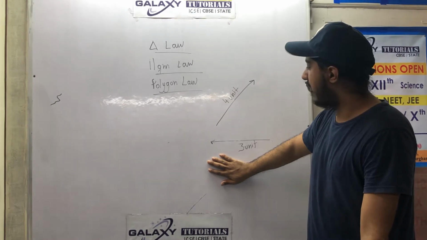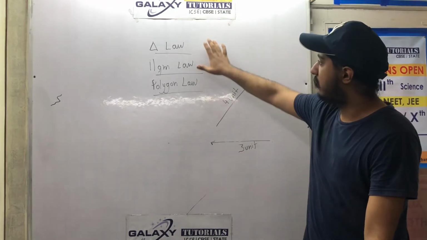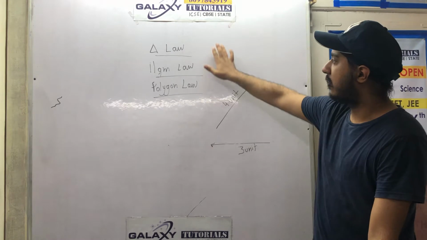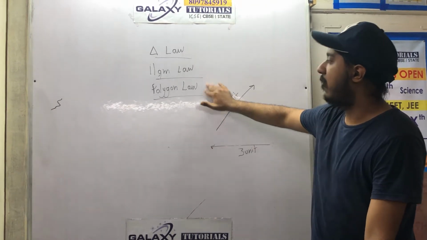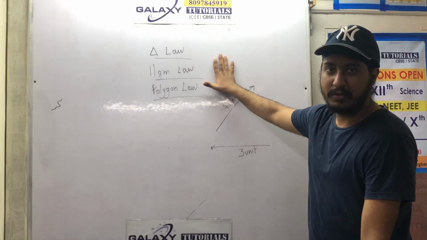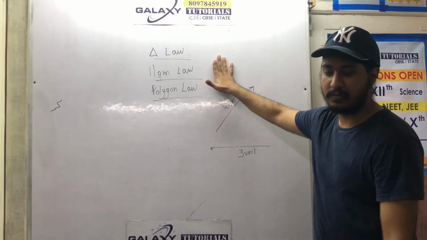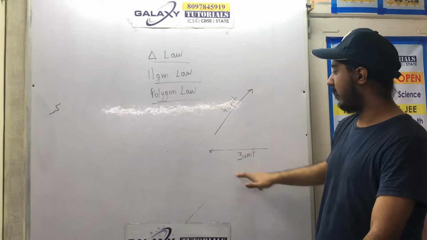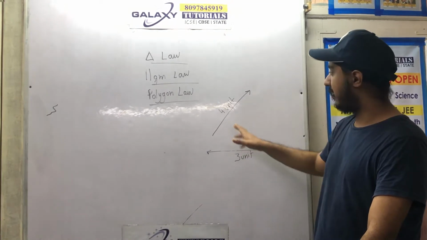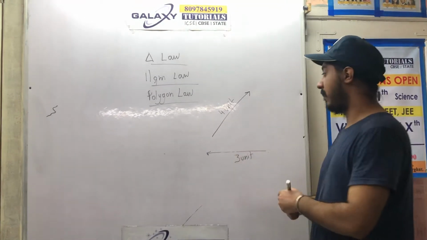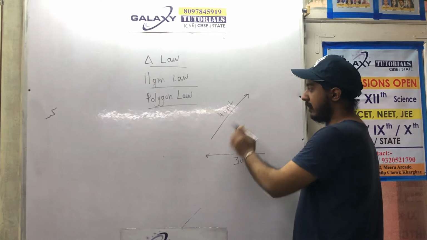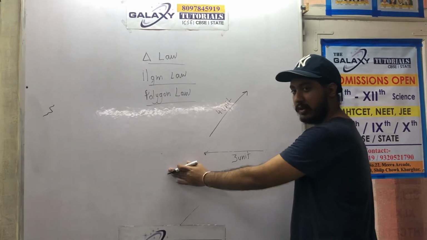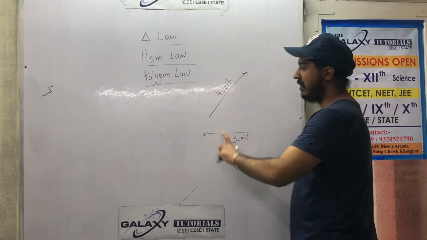In this case you will add using one of these laws. Triangle law or parallelogram or polygon law, it depends. I will show you in detail which law you have to use where. So basically, when do we use these laws? When the vectors are in different directions, and they are not lying in the same angle. By same angle I mean this vector is going here, this vector is going here. So you cannot do simple addition or subtraction.